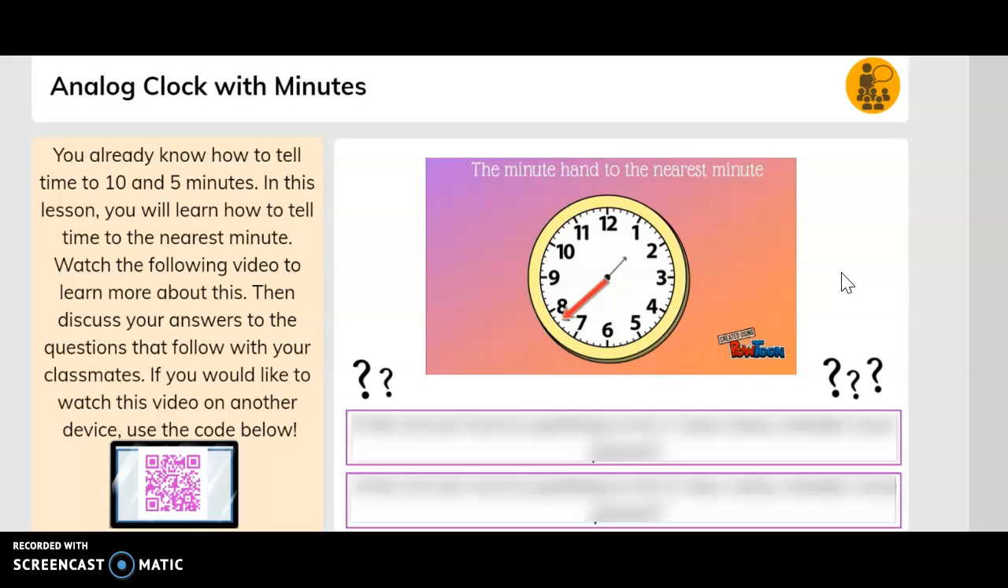All right, let's try it. So we have the minute hand in between 7 and 8. 5 minutes in between each number.